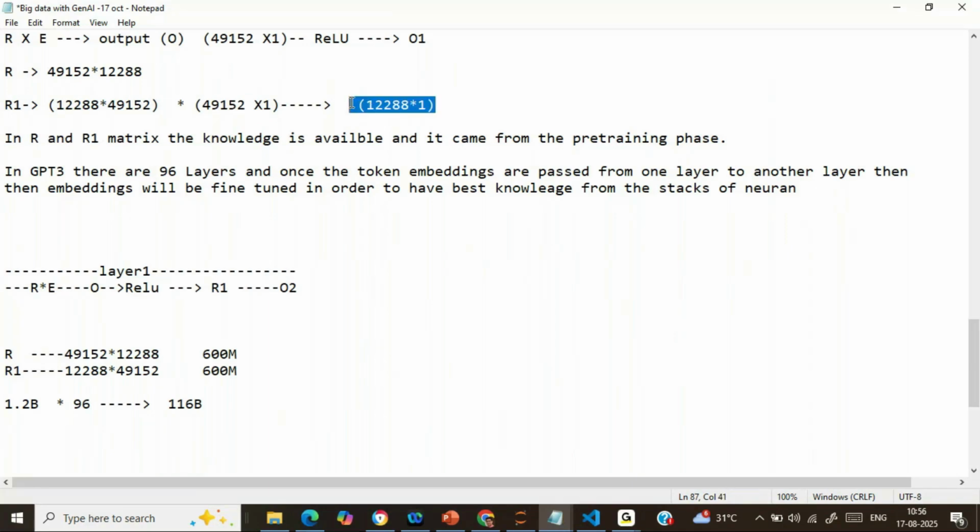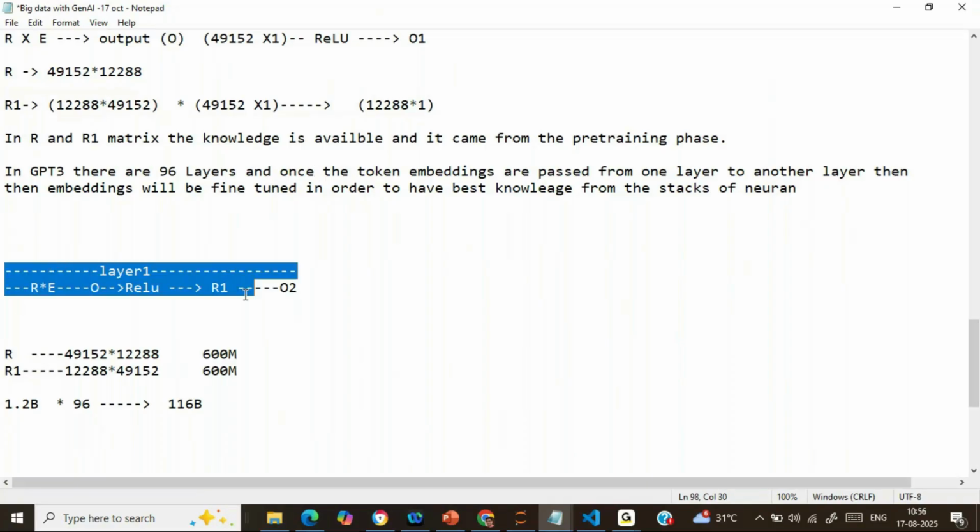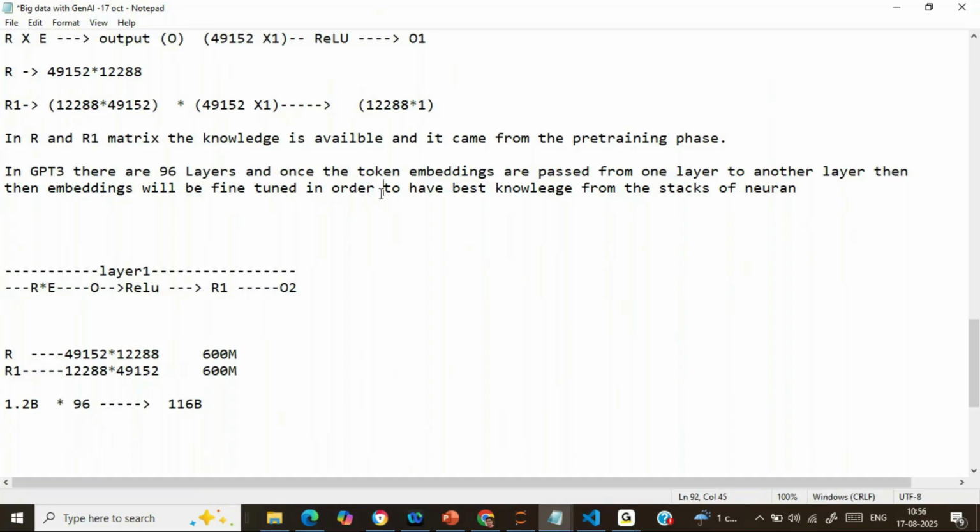Okay, so that is nothing but the downward projection matrix, because we are having the lower dimension. Previously it was 49152, now it becomes 12288. So R1 is the downward projection matrix, R is the upward projection matrix. And after passing the embeddings through these 96 layers, we will get the best knowledge. The knowledge is baked into the embeddings, and we will be able to predict the next word.